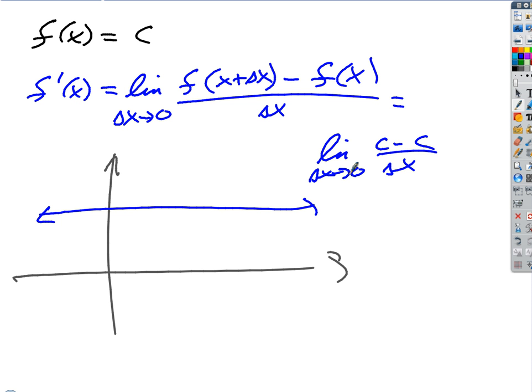So what's that equal then? If I evaluate this, I get 0 on the top and on the bottom, as delta x approaches 0, 0. So that looks like maybe it's undefined, right? But it's not. There's a difference between those zeros. One is approaching 0, and one is exactly 0. Wouldn't you agree that c minus c is exactly 0?